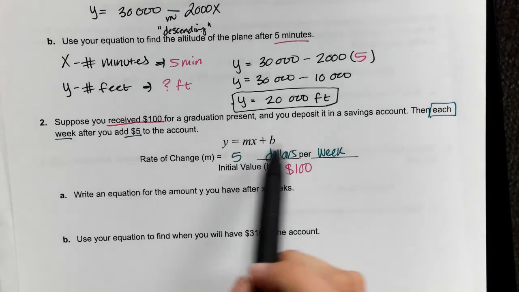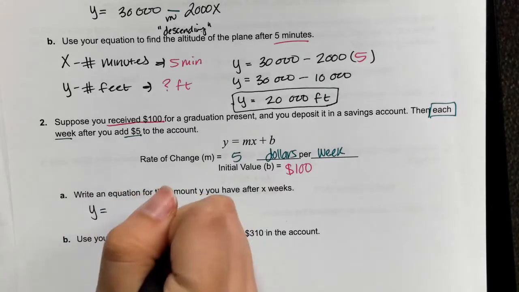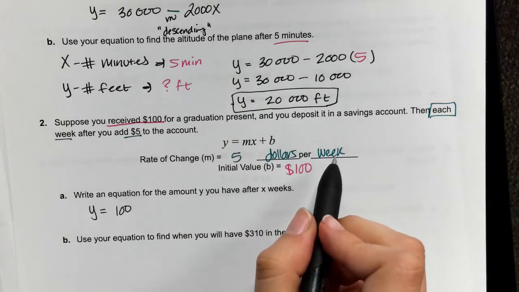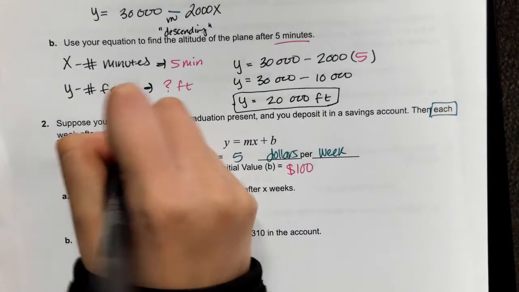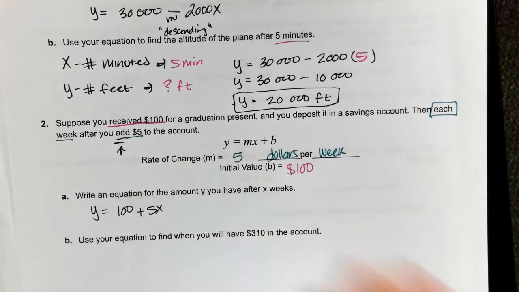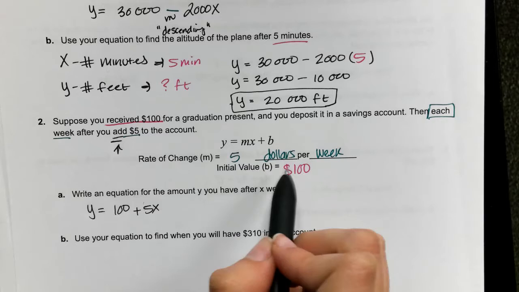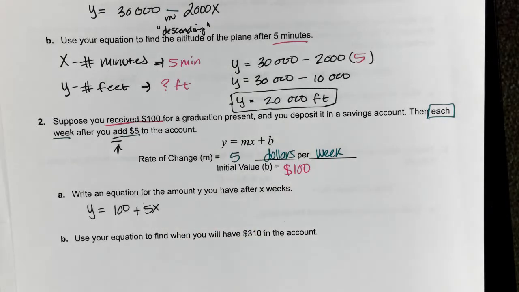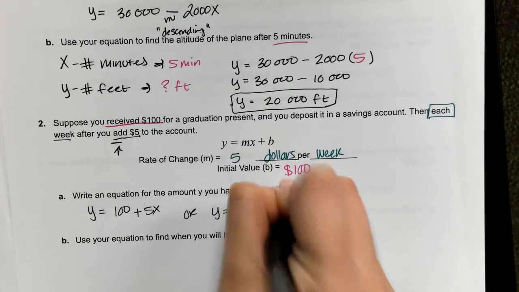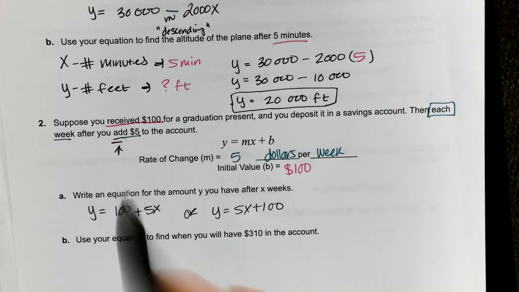Once again, you can write it in this form, but I prefer to write it with my initial value first. So in this case, the 100. And then you ask yourself, okay, am I adding this 5 or am I subtracting this 5? Well, they tell me I add $5 to the account. So plus my 5x. And once again, it's 5x because that's my rate of change, mx. My initial value is just the b without the x. You could also have written it as y equals 5x plus 100 if you want to keep it in y equals mx plus b form. For word problems, I like to switch it up a bit, but it's up to you.